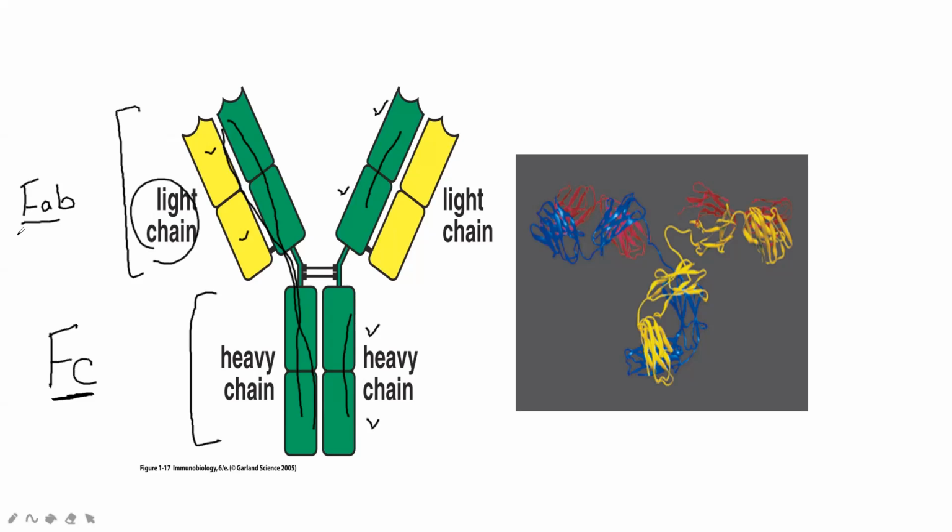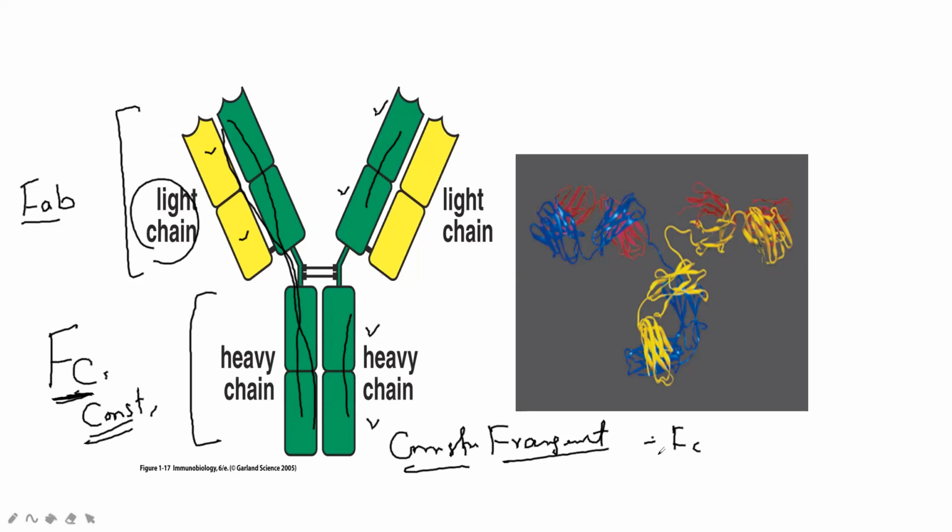Let's see according to function. Now we divide the antibody into parts. One is FC. What does C mean? C stands for constant. What's the meaning of F? F stands for fragment. Fragment means piece. Constant means fixed. Constant fragment is FC.